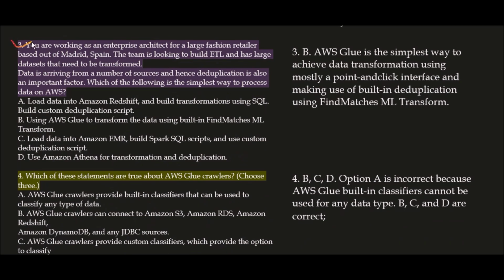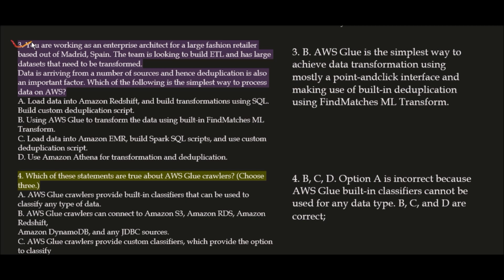Next question is, you are working as an enterprise architect for a large fashion retailer based out of Madrid, Spain. The team is looking to build ETL and has large data sets that need to be transformed. Data arrives from a number of sources and hence deduplication is also an important factor. Which of the following is the simplest way to process data on AWS? Option A. Load data into Amazon Redshift and build transformations using SQL, build custom deduplication script. Option B. Use AWS Glue to transform the data using built-in FindMatches ML transforms.